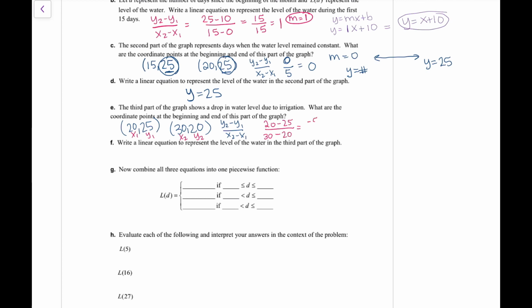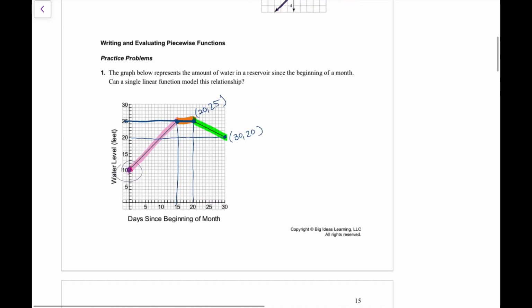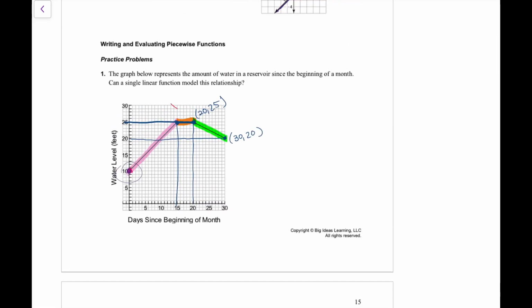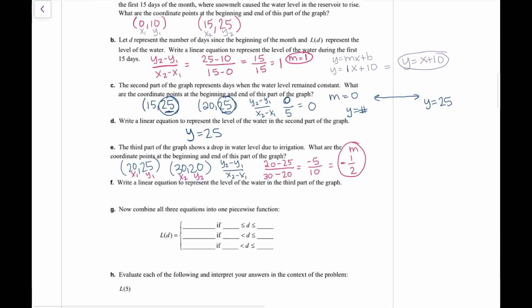This gives me a negative 5 on top and a 10 on the bottom. Now, negative 5 over 10 reduces to negative 1 over 2. So this is the slope of our equation. Now, I can't really easily tell where, if I were to extend this line out, it would cross the y-axis, okay? So I've just got to create the equation of a line.